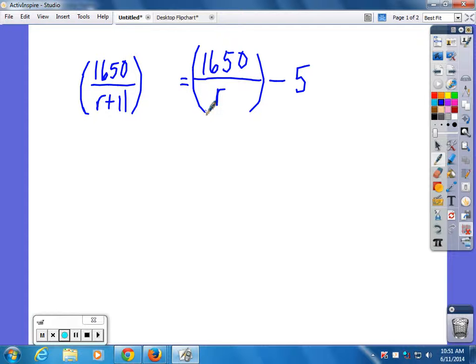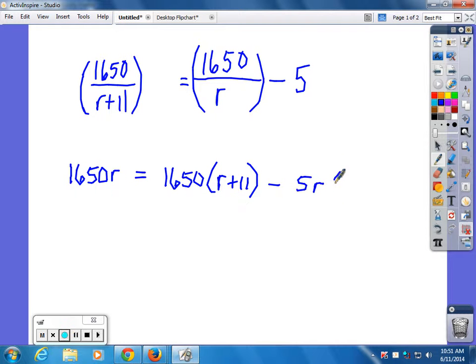Okay, so multiply through by R times R plus 11. I'm not going to put a baby step in this time. What did I get here? You get 1650R is equal to 1650 times what? R plus 11 minus 5R times R plus 11. Everybody with me? So, erase all that other stuff? Yeah.